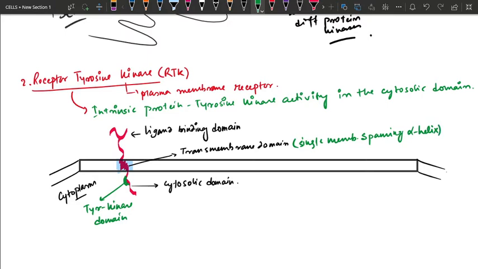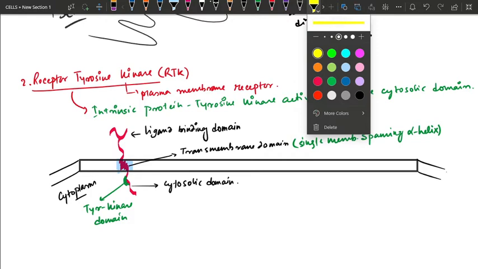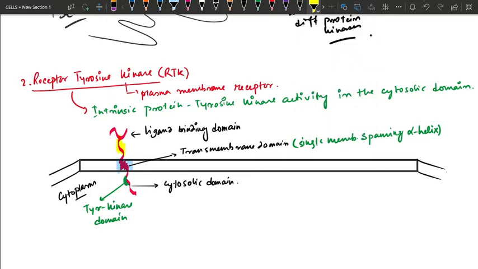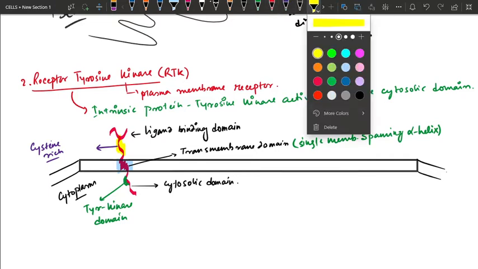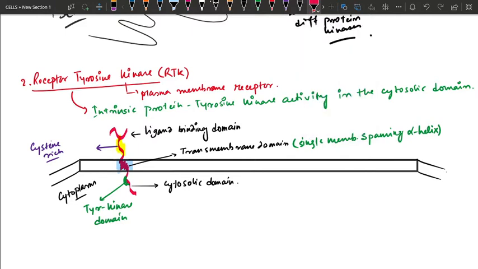Another important thing is that the ligand binding domain is cysteine rich. That's just information. Normally when this receptor is not interacting with ligands, they are present in their monomer form. But when they bind with the ligand, they are present in their dimeric form and come close to each other.